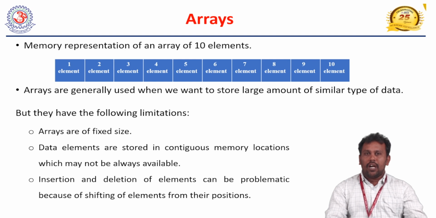So insertion and deletion of elements can be problematic because of shifting elements from their positions while inserting elements one by one. We also have to perform deletion, and it can be done sequentially, not randomly. So that is the major drawback of arrays.